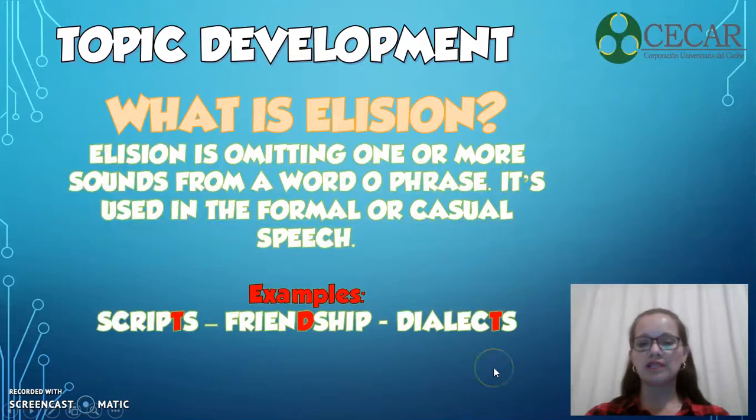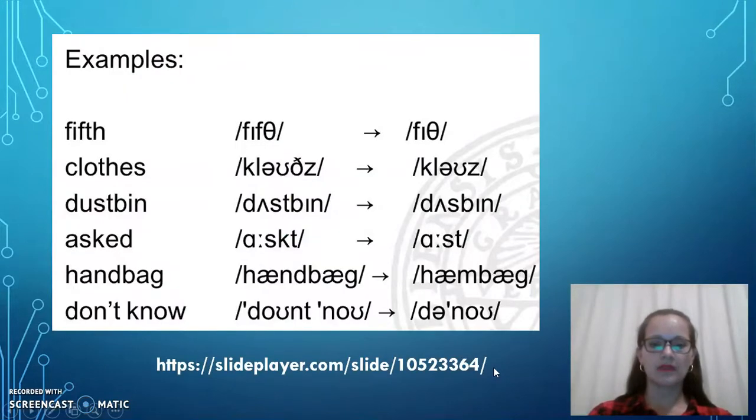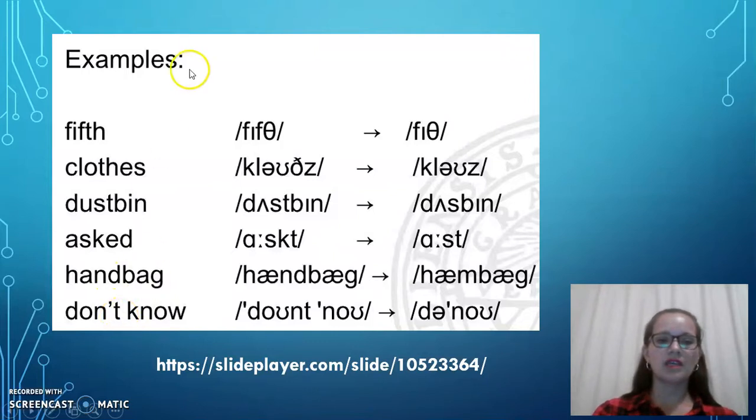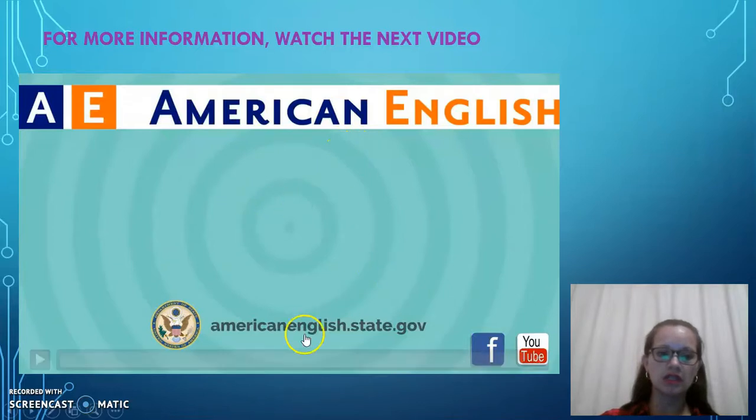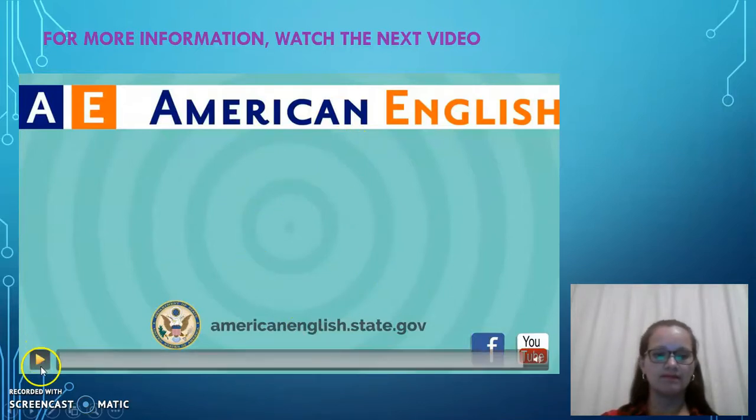Here we have more examples for you. Fifth, clothes, dusting, ask, handbag, don't know. Here we have the writing in symbols in the IPA alphabet. If you want to learn more about this topic, you can see the next video.